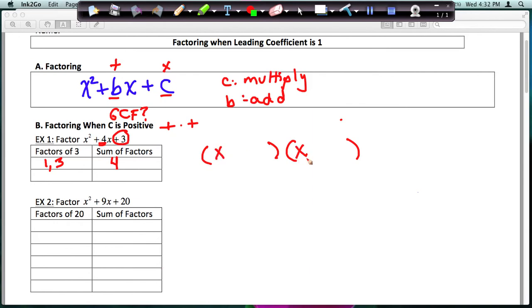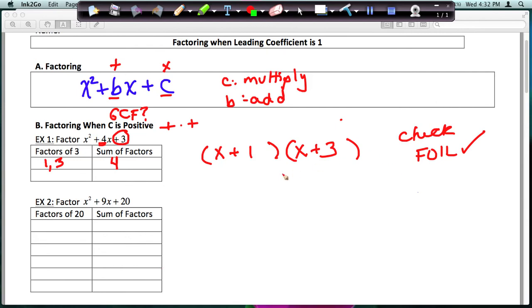And then we already found our factors that multiply to be 3 and add to be 4. That's a positive 1 and a positive 3. So you just put those in there, plus 1 and plus 3. And that's factored. We have now factored x squared plus 4x plus 3. And the way you could check it if you wanted to is you could go ahead and FOIL those two factors and you will get x squared plus 4x plus 3.